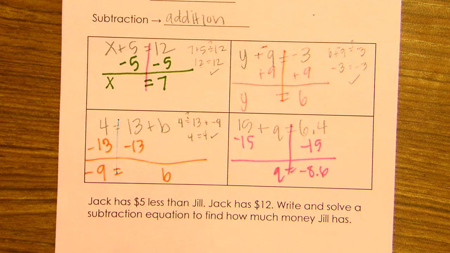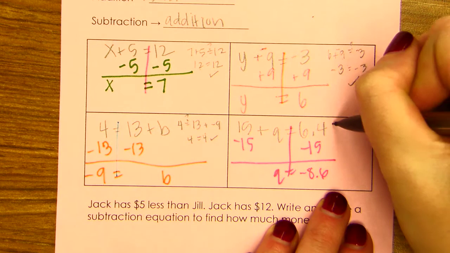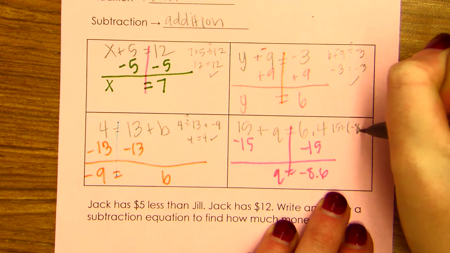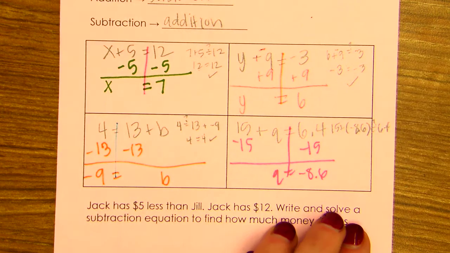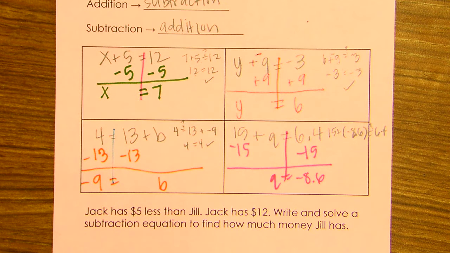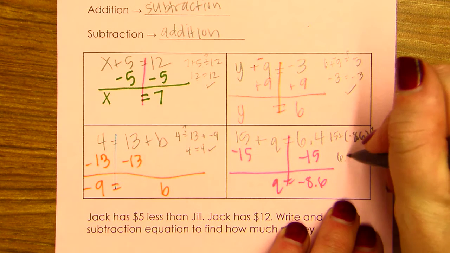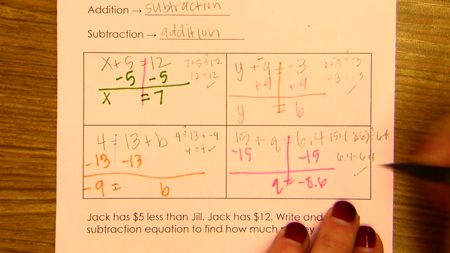And then I have to plug my answer back in. So 15 plus negative 8.6, does that equal 6.4? Let's see, 15 plus negative 8.6 is 6.4. So we did it correctly, so that one is correct as well.